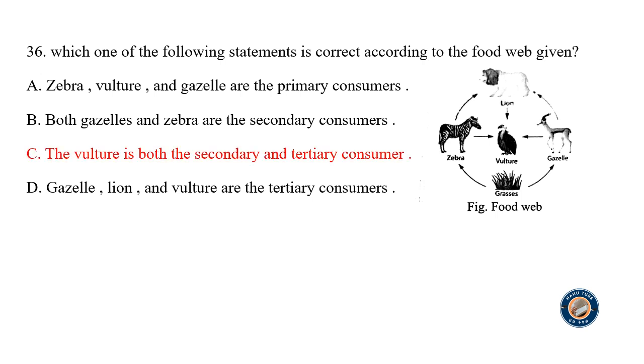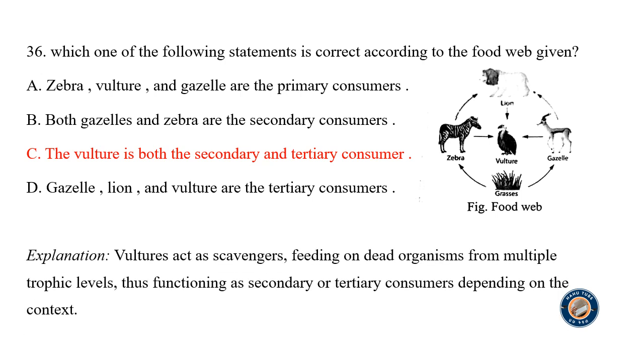According to the diagram of the food web, the correct answer will be the vulture is both the secondary and tertiary consumer. Vultures act as scavengers, feeding on dead organisms at multiple trophic levels, thus functioning as secondary and tertiary consumers depending on the context.